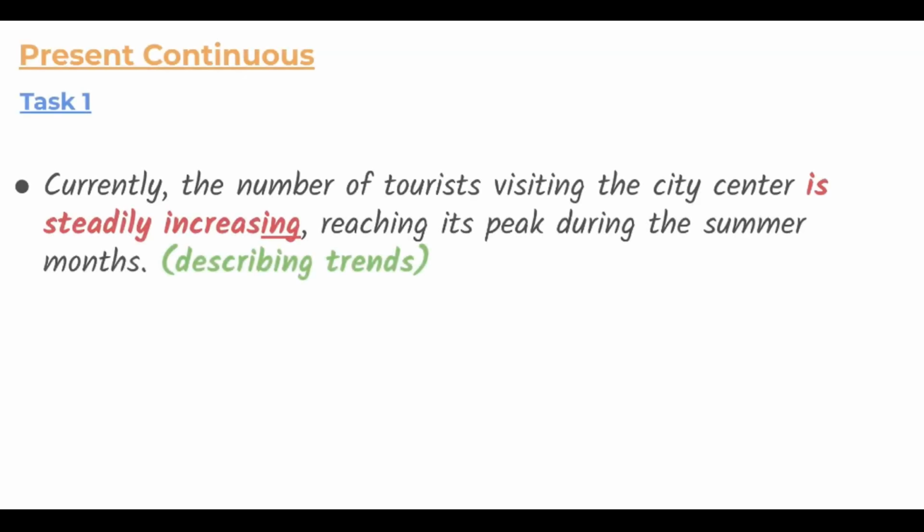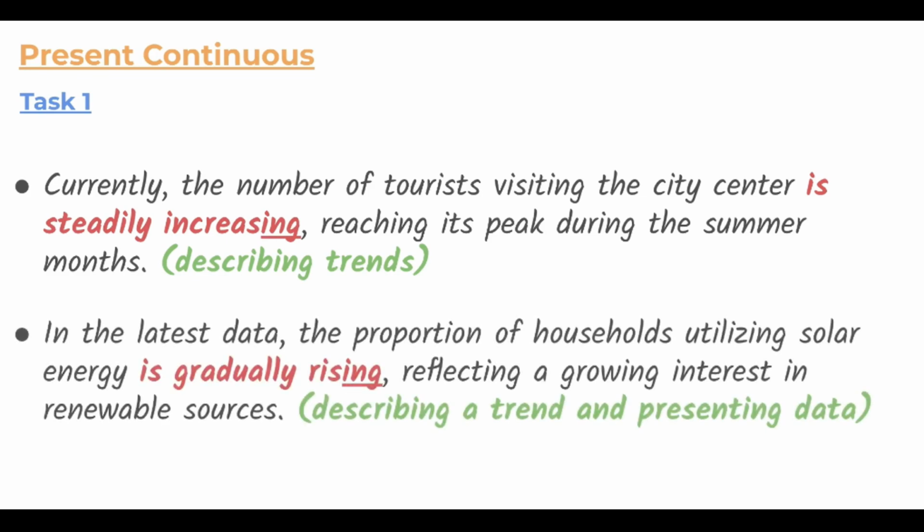Okay, we've got examples, and the first one is steadily increasing. That's talking about the number of tourists visiting. And the second one, the proportions of households utilizing solar energy is gradually rising. Okay, brilliant. Well, we can use a combination of the tenses as well.